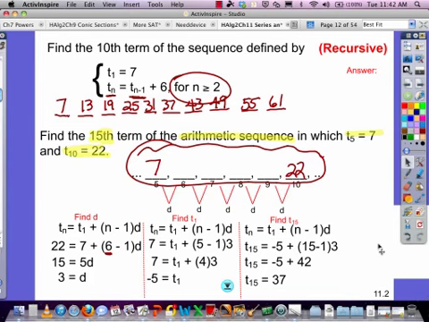So notice that we had to sort of do things in order, decide that we need to find d first. Okay. Once we found d, then we could go backwards and find t sub 1, still using the same equation. Once we had that, we could head to our final answer, which was t sub 15 in this case. Okay.